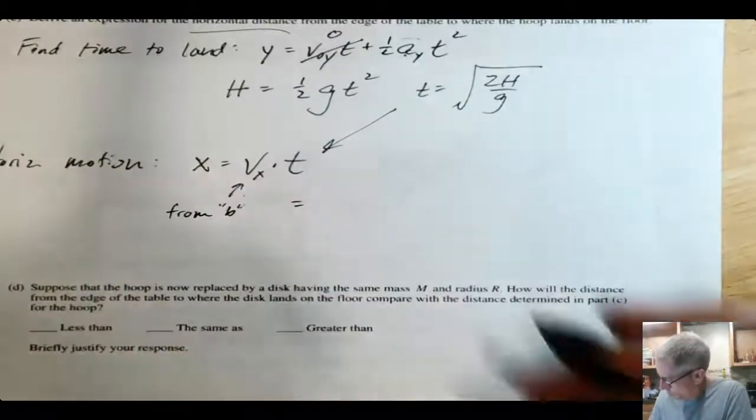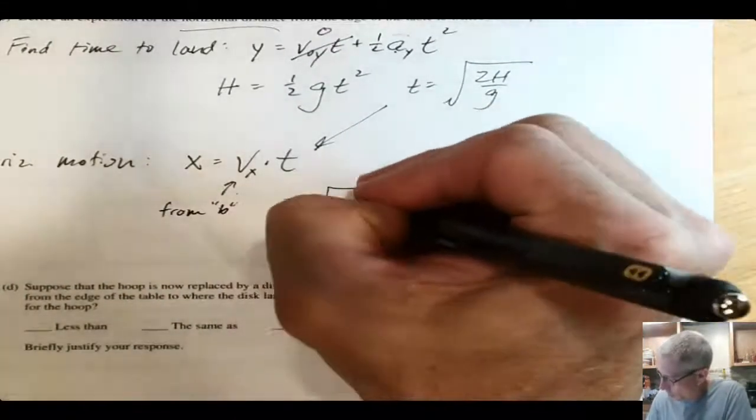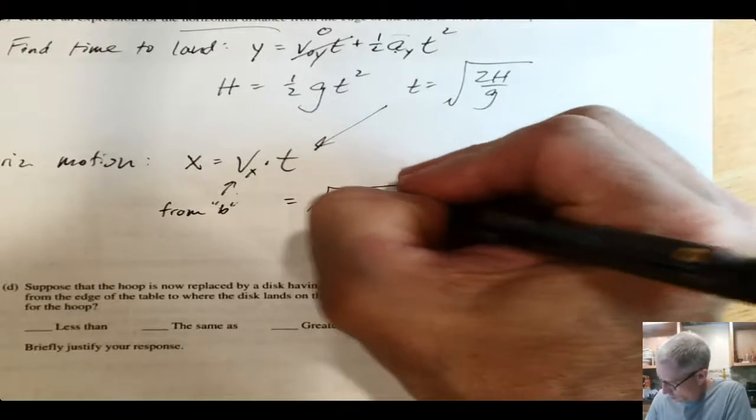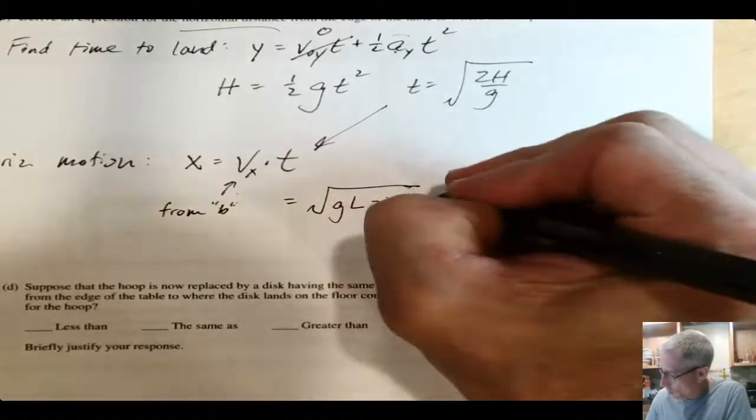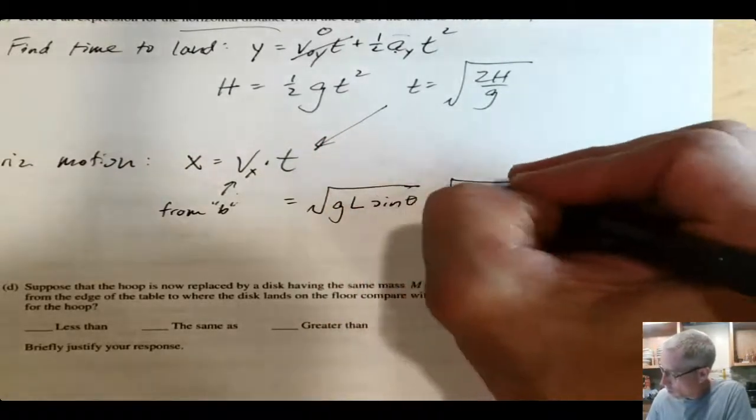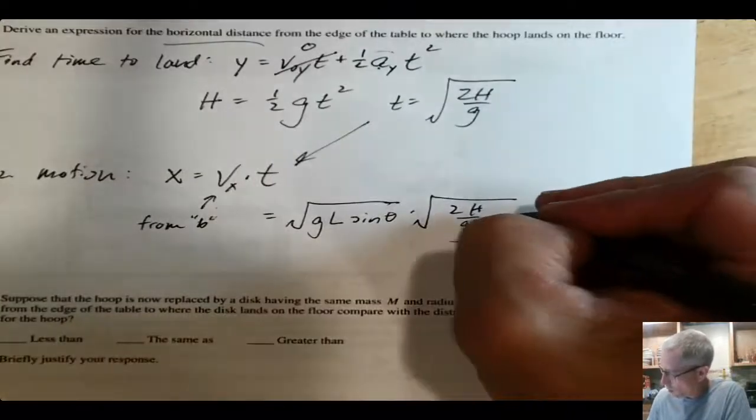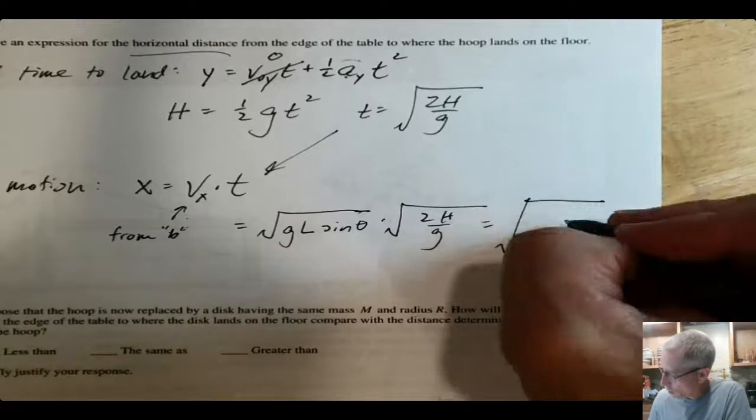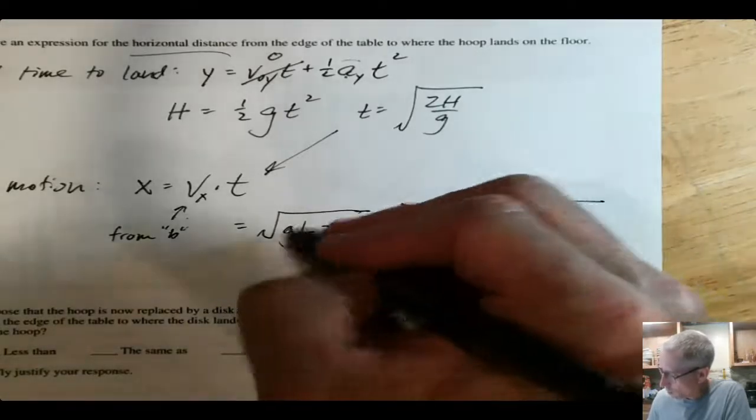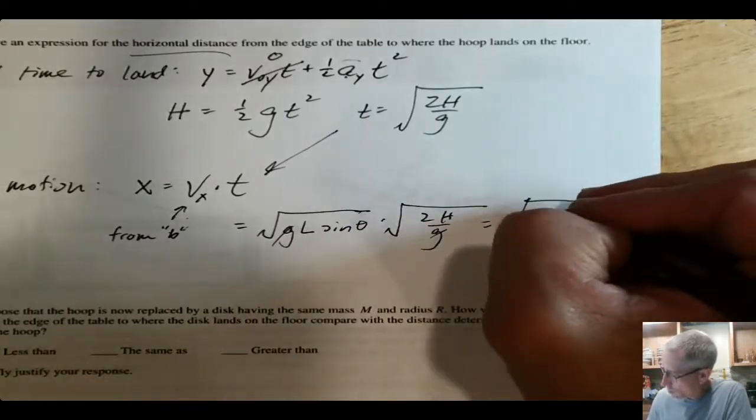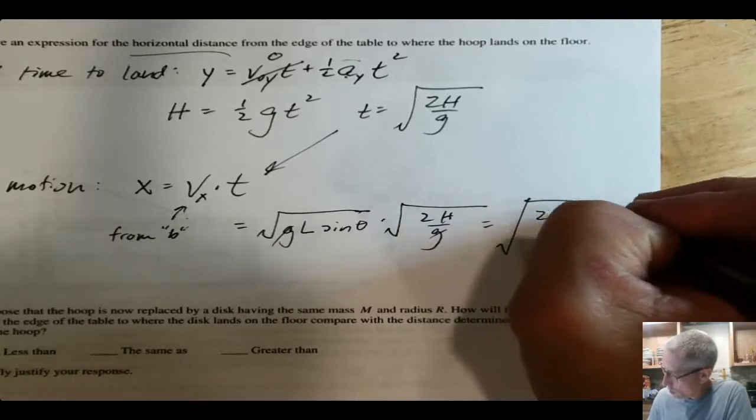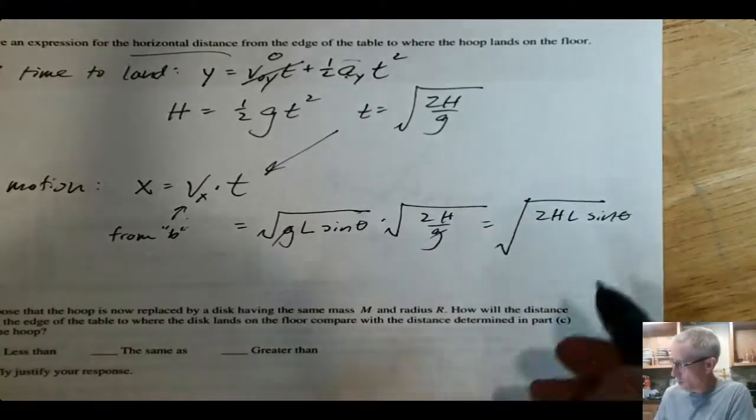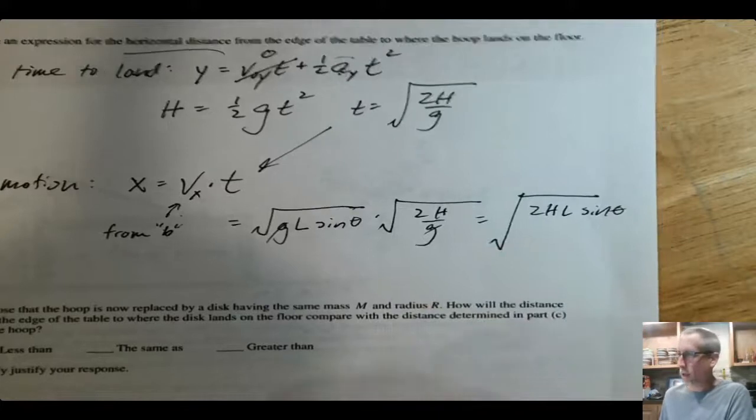Okay, so let's substitute this in here. So we had radical GL sine theta times radical 2h over g, which, don't worry about cleaning this up too much. I am going to put it all under one big radical. The g's are going to cancel. So I'm going to have 2hl sine theta. Oh, I guess that's it. I don't have a denominator. That looks kind of ugly.